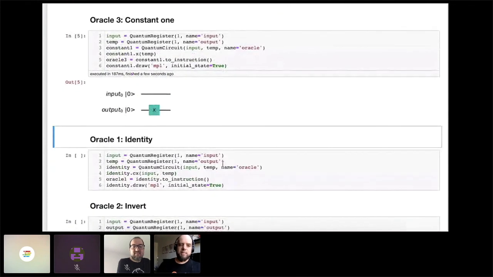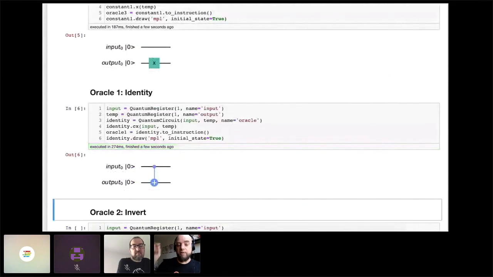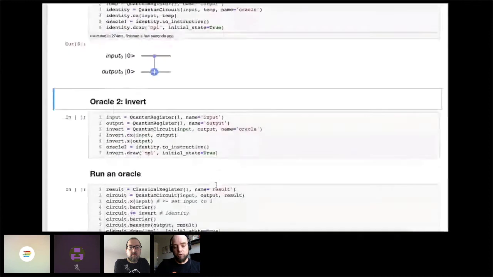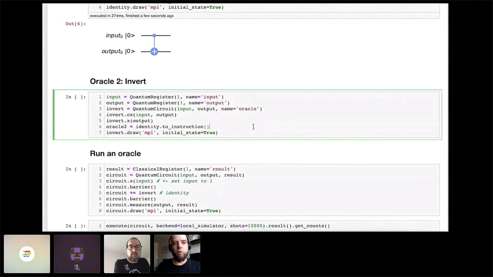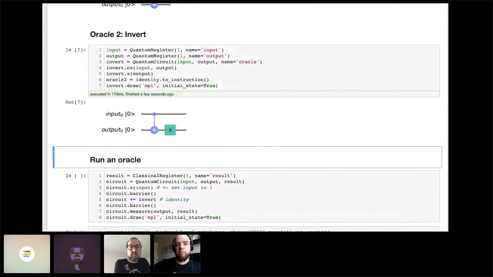The next situation is the identity. Identity means that if the input is 1, the output is 1, and if the input is 0, the output is 0. And we know how to do that already with a CNOT gate. So when the input is one, the X gate will be triggered in the bottom, and therefore the output also. And the last one is invert, which is kind of like identity, but we flip the bit at the end. When the input is zero, the output has to be one, and when the input is one, the output has to be zero.